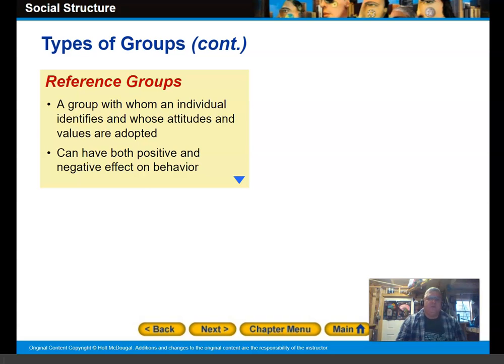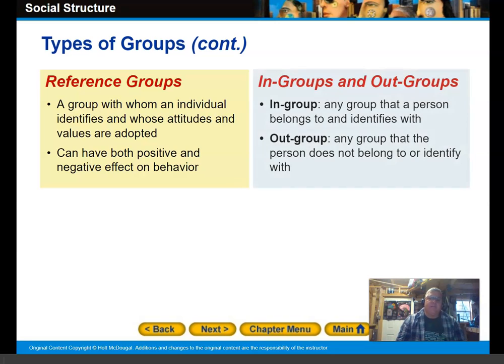A reference group is a group with whom an individual identifies and whose attitudes and values are adopted. They can have both positive and negative effects on behavior. The in-group is any group that a person belongs to and identifies with. The out-group is any group that the person does not belong to or identify with.